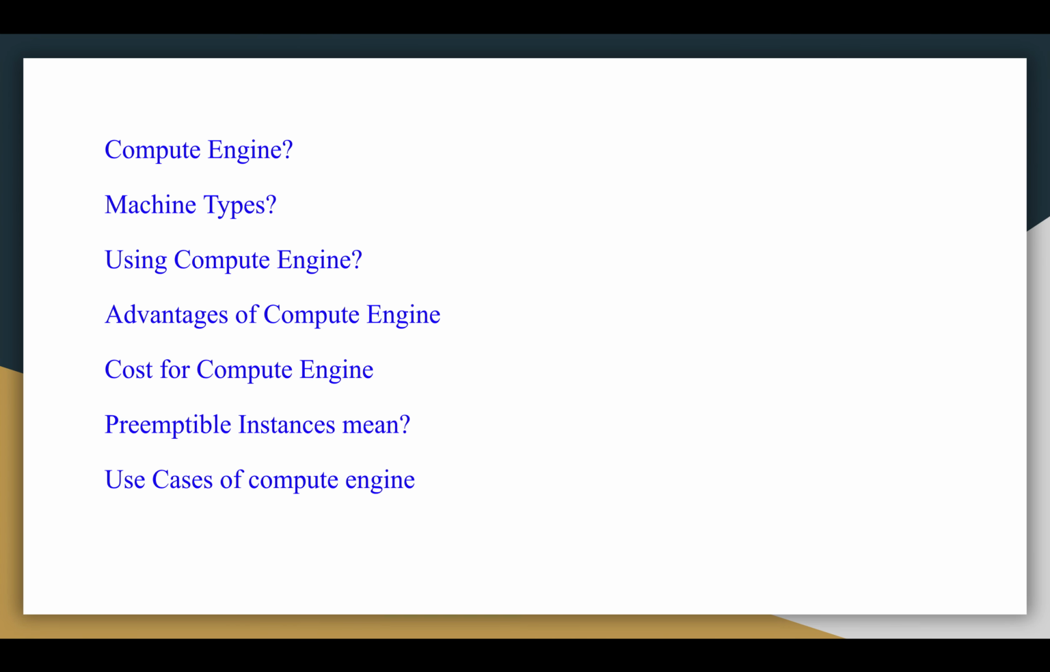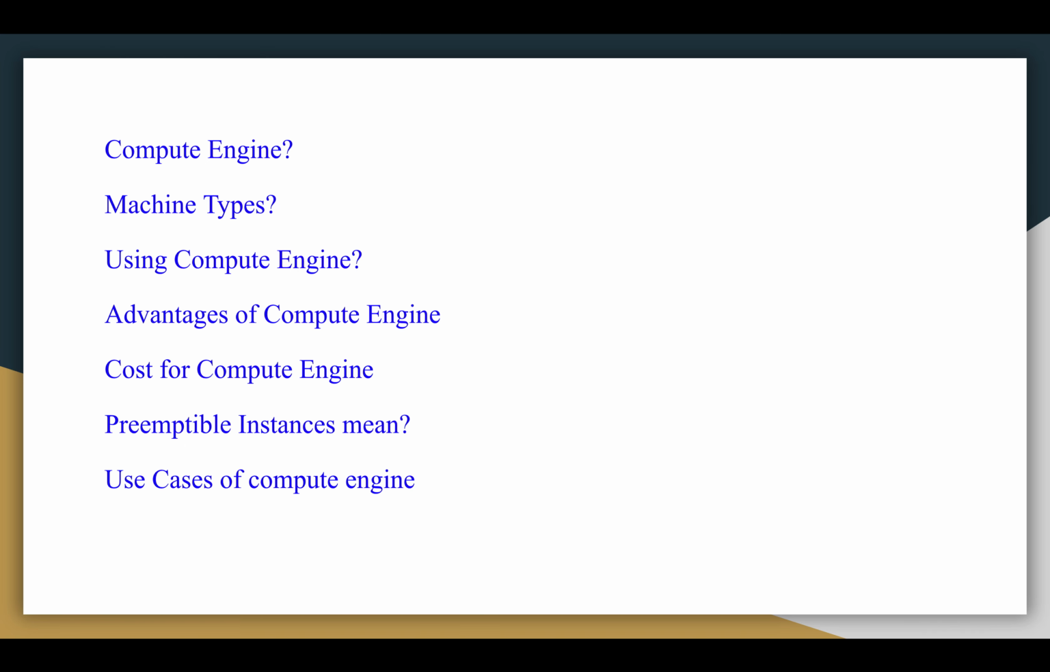Now we are going to see the cost of Compute Engine. What does it cost? You pay for what you use. We have a few discounts. The first one is sustained use savings: automatic discounts for running VMs for a significant portion of the month. So this is the sustained use discount.